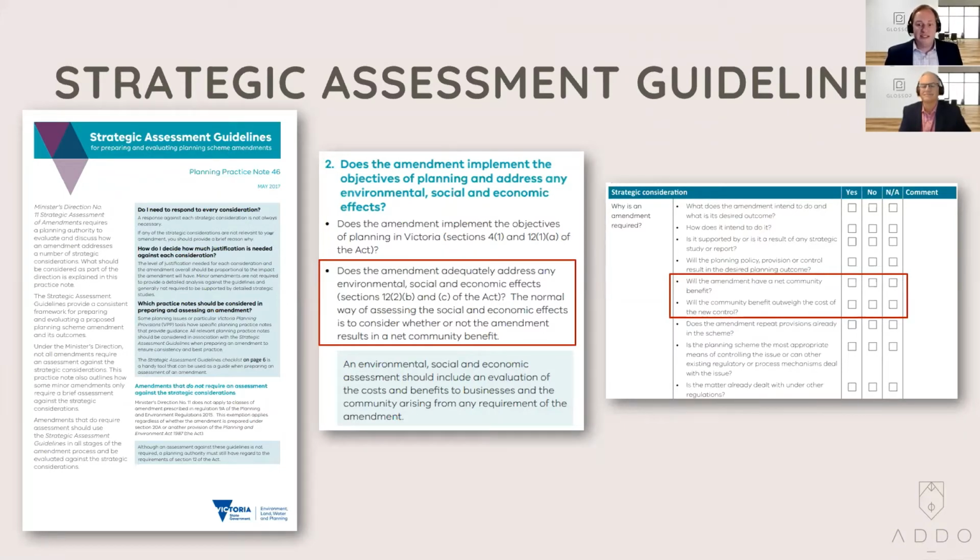And the strategic assessment guidelines require a planning authority to identify whether an amendment will have a net community benefit and specifically do what is essentially a cost benefit analysis of the amendment. And the guidelines also ask a planning authority that in considering whether the amendment would have social, economic or environmental effects, there is essentially a net community benefit analysis being undertaken.